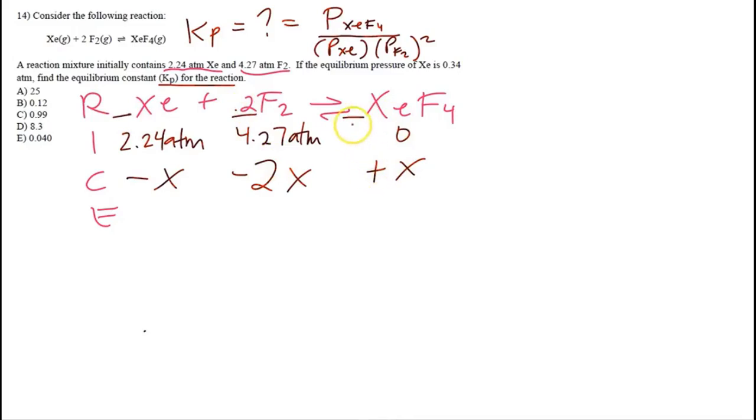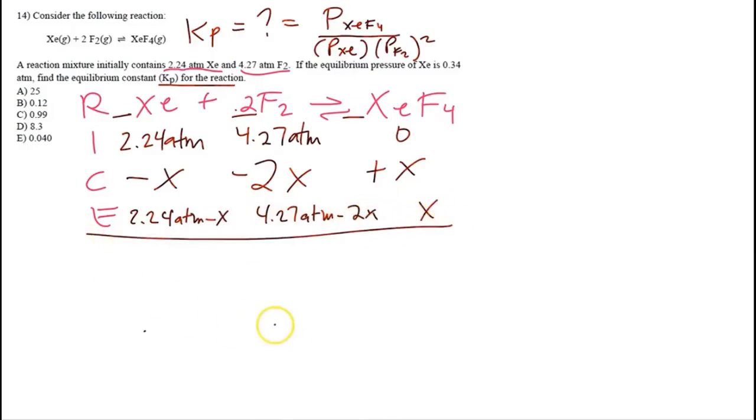Now for equilibrium, what do we have? We're going to have our 2.24 atmospheres minus X. We're going to have 4.27 atmospheres minus 2X, and then we're just going to have X here. What do we normally do? We finish the ICE table, right? We go forward further. We get our K value. We go ahead and figure out our X, and then we do everything that the question asks.